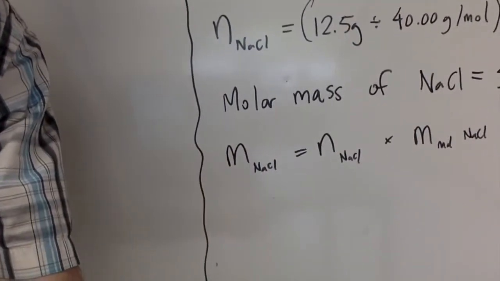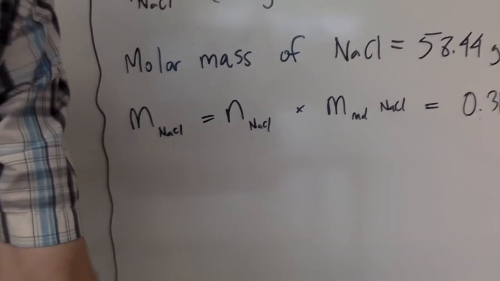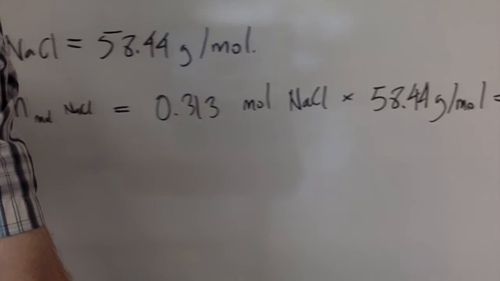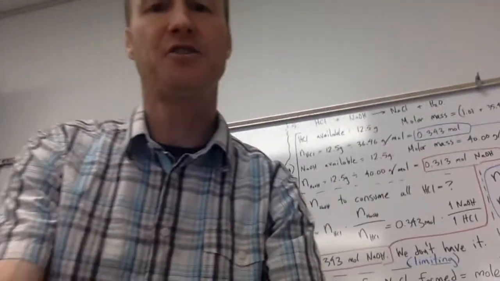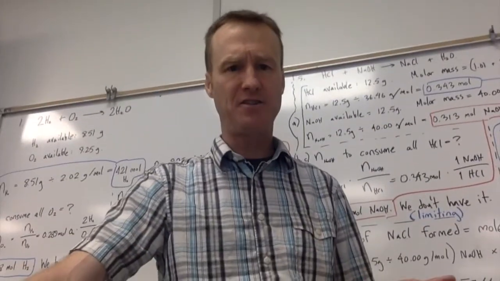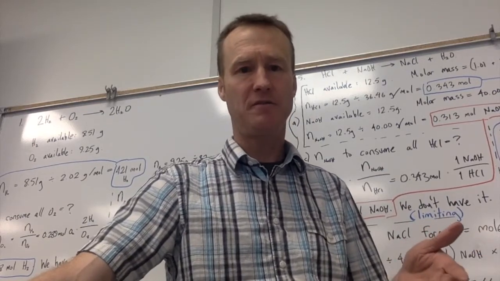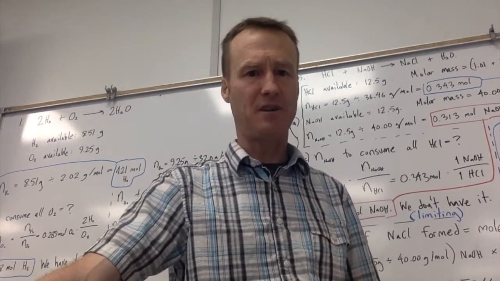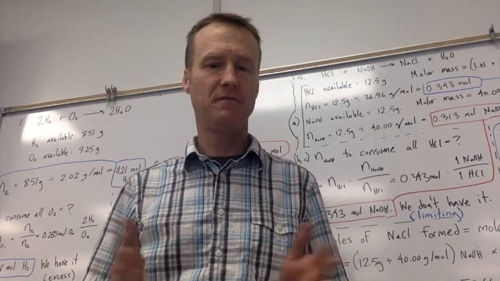How much sodium chloride gets made? That's going to be the moles that are made multiplied by the molar mass, which gives us 18.3 grams of sodium chloride. So in that reaction, we're combining 12.5 grams of HCl with 12.5 grams of NaOH, and our yield in that reaction is 18.3 grams of NaCl, and then there's some extra HCl that's not used.